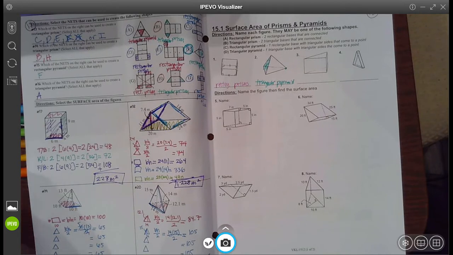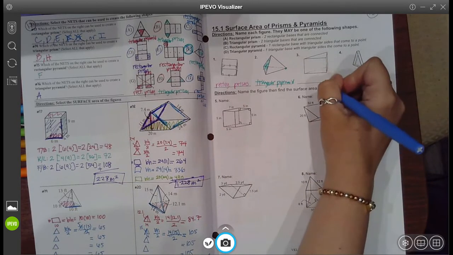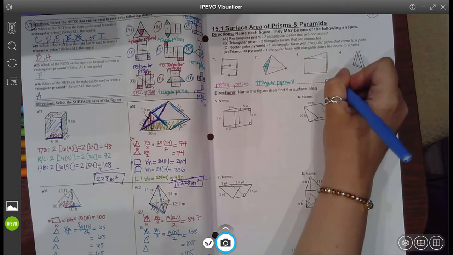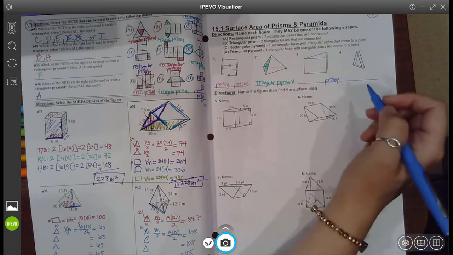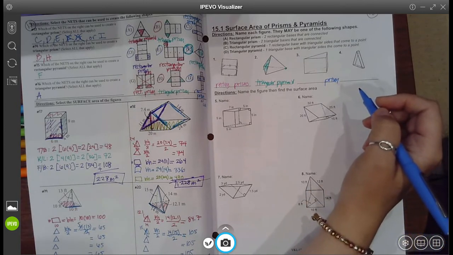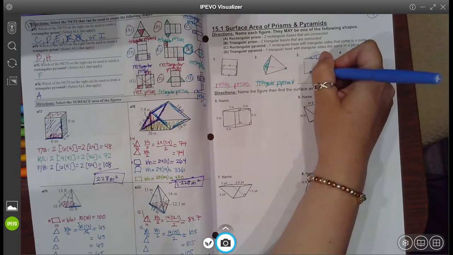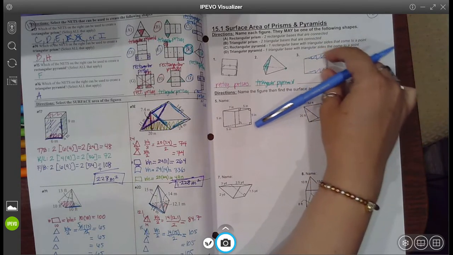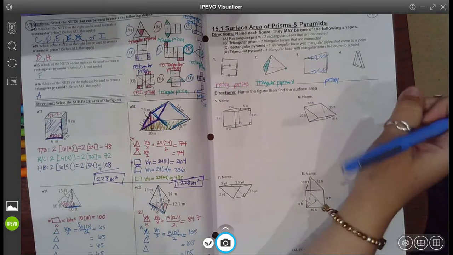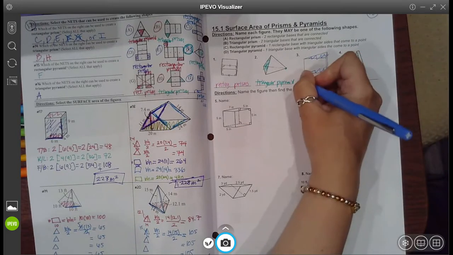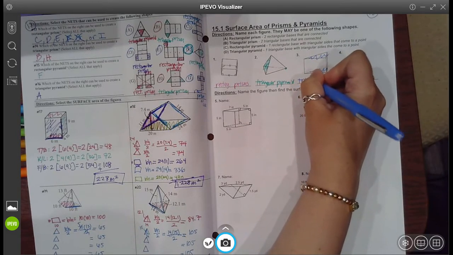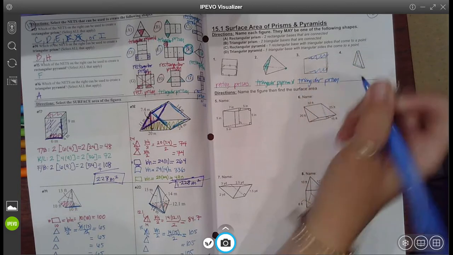Okay, the next one doesn't come to a singular point, so I know that it is a prism, but what type of prism? So I need to identify my bases. Well, a prism has rectangular sides, so anything that isn't a rectangle must be the base. So that would be here and here. See, the two bases are parallel to each other, and then all the other sides are rectangles. So these two shapes are triangles, making it a triangular prism.